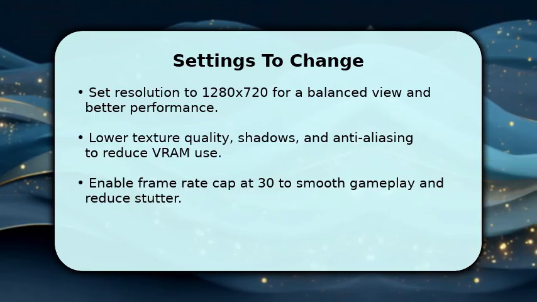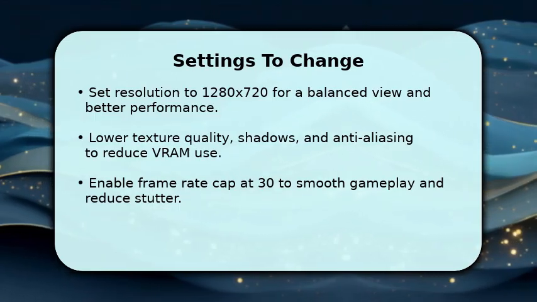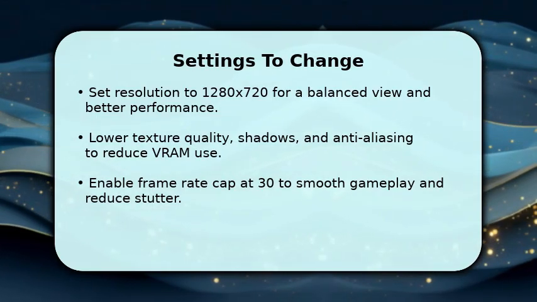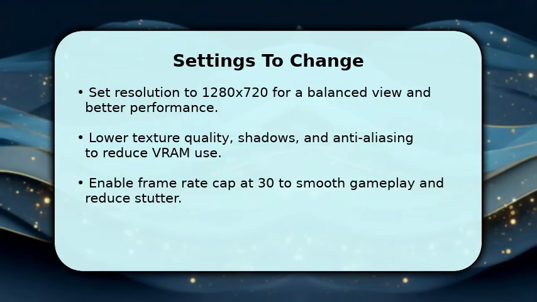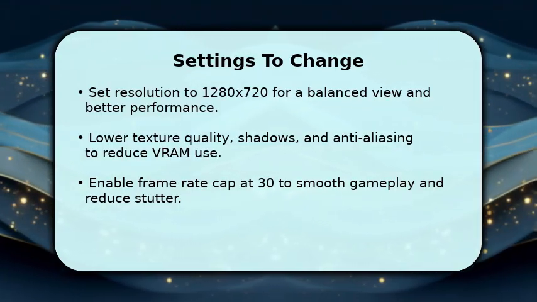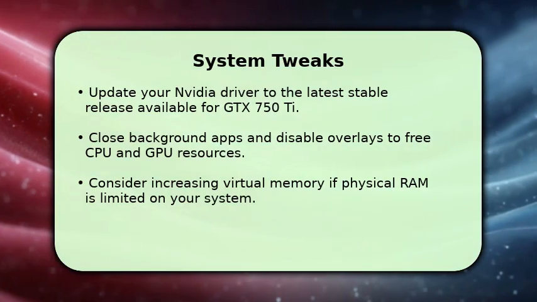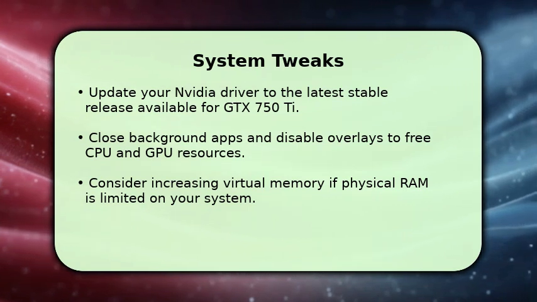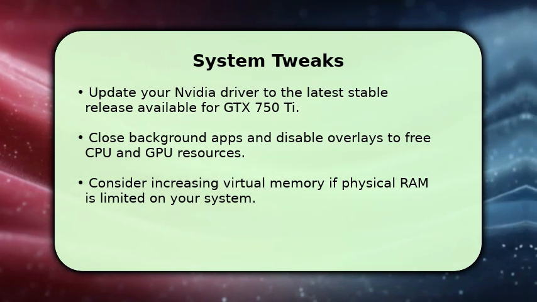Turn off motion blur and ambient occlusion to save GPU cycles. Test changes in a safe area and tweak one option at a time to find the best balance. System tweaks complement in-game changes and help the GTX 750 Ti run Elden Ring smoother.